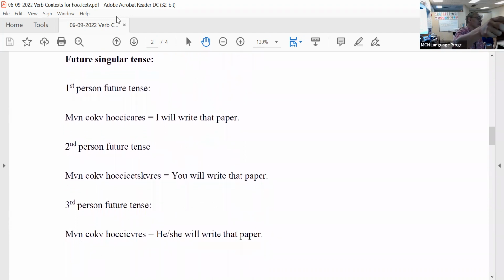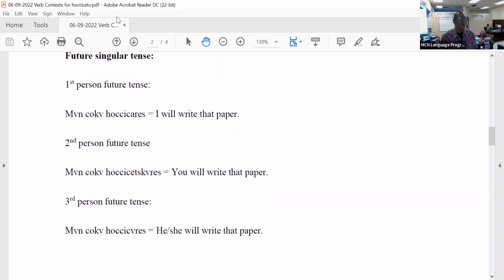Now we're going to get into the future tenses. If I want to say, I will write that paper in Mvskoke, I've got to drop the ETV off of hotejida and add the ARES on there. Then it's going to become hotejadis. I will say, Toga hotejadis. I will write that paper.